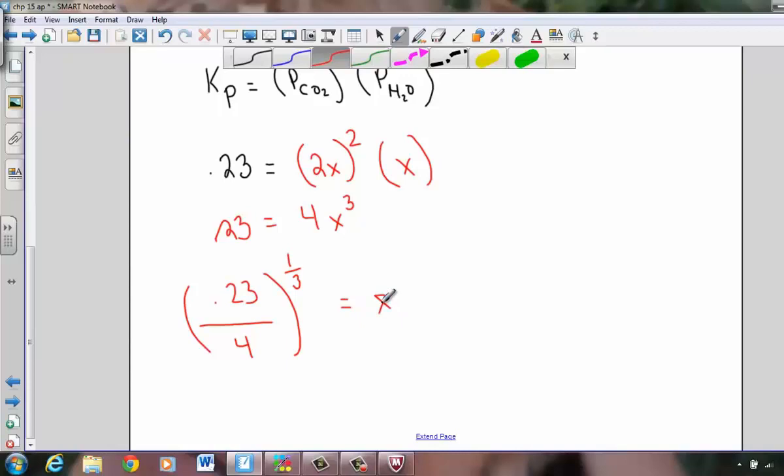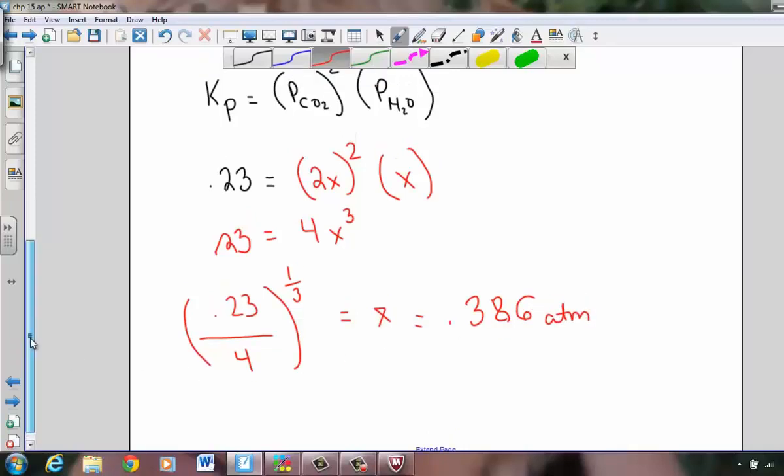Let's do that math. 0.23 divided by 4 isolates the x cubed. So I raise that to a power of 1/3. That's taking a cube root, if you will. And x came out to be a value of 0.3859, let's say 0.386. And those are atmospheres. Alrighty.